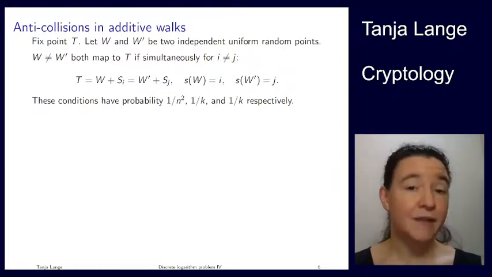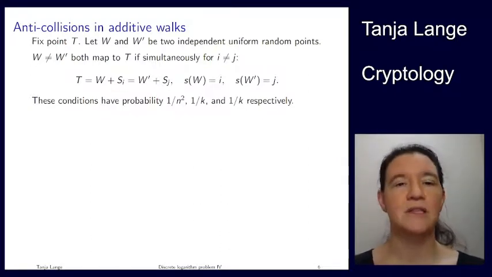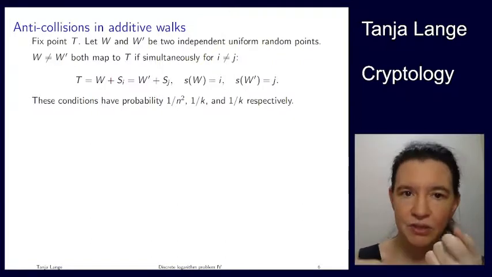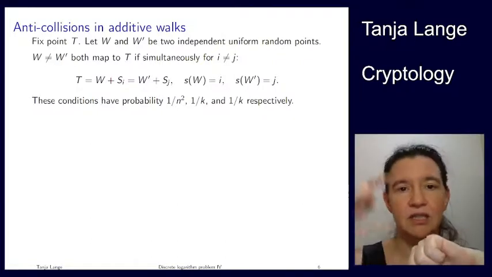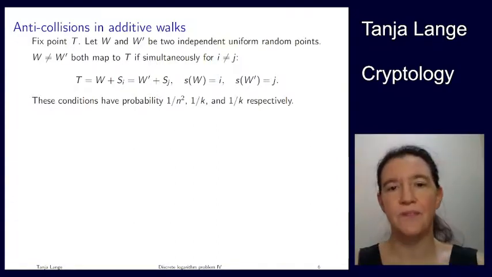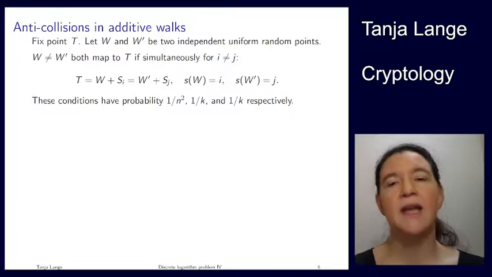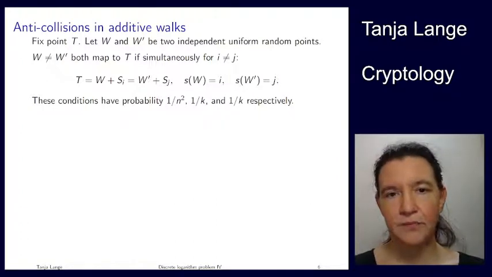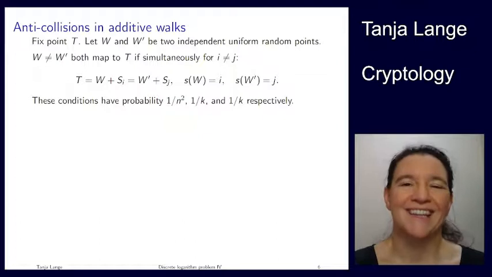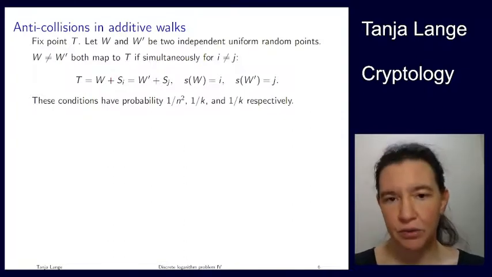Also, if that actually works, then we have to pick the correct i for W. It's nice to know that there is an Si that maps me to T. So if I'm in this W and this is actually the T, I can get there with Si, but maybe I don't pick the right Si. Picking the right Si, there are k different steps. And also for W prime, I have to pick the right j. Again, there are k different steps. So it's a pretty low probability. The biggest part here is the 1 over n squared, but also the 1 over k and 1 over k are not enormous.